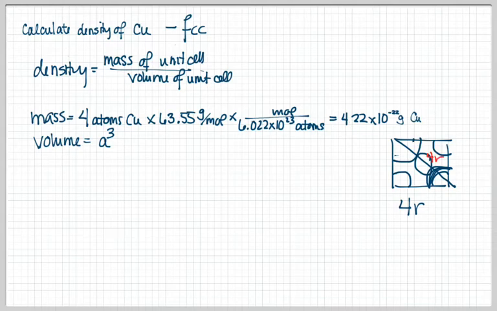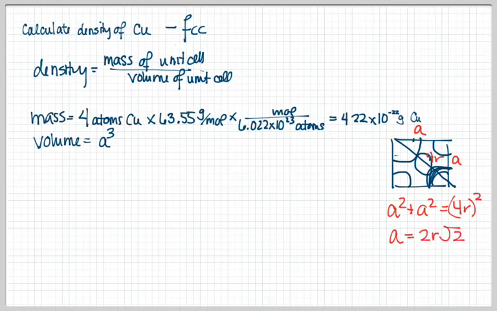So 4r here. We can find that length by using the Pythagorean Theorem. So if we know the radius, we know that a squared plus a squared equals (4r) squared. And so if we solve for the lattice parameter in terms of the radius, so if we solve for a, the edge length, we will find that it is 2r times the square root of 2. So we come back over to our volume formula, and we know that the volume is going to be 2 times the radius of copper times the square root of 2, quantity cubed.